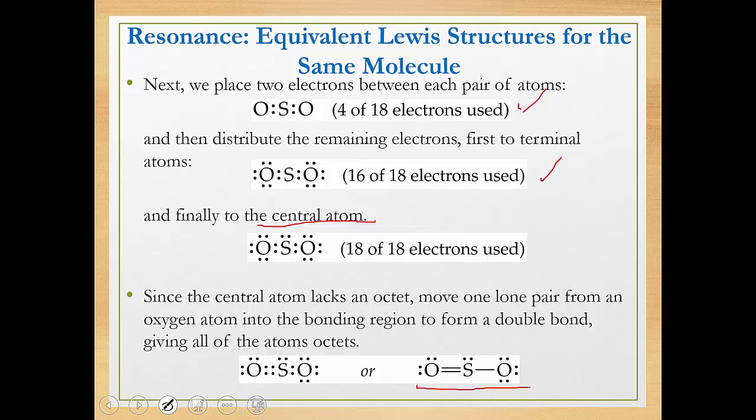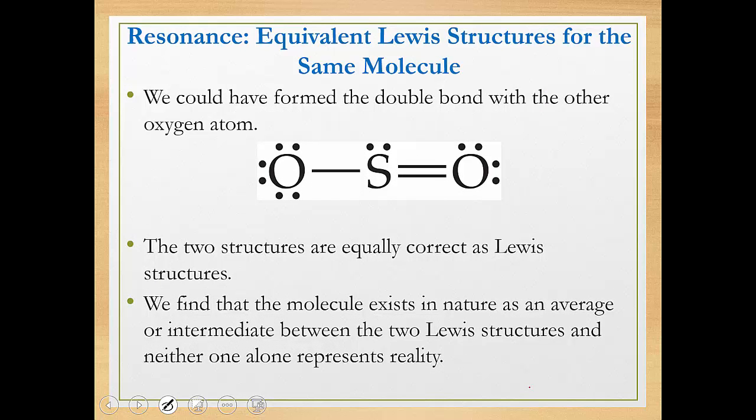Okay, so here's one way they've drawn it. But there is absolutely no reason why we couldn't have formed the double bond with the other oxygen atom. Now keep in mind, these are unique. If we call this oxygen 1 and oxygen 2, I could draw the double bond between oxygen 1 and sulfur, or between oxygen 2 and sulfur. Those are 2 different structures that are equally correct as Lewis structures. And we find that the molecule exists in nature as an average of those 2, that neither one of those individually represents reality.